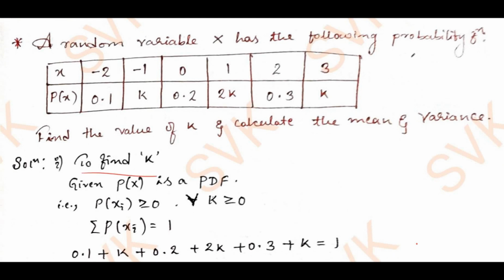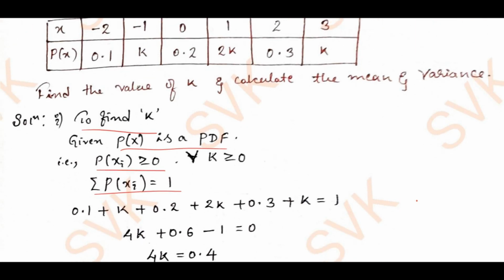So as they have been provided, it is a probability function. X has been following probability function. So p of x is a PDF. So what is the definition of PDF? PDF is nothing but probability of each event xi should be positive for all k greater than or equal to 0, since k needs to be found. That's why k should be positive. Then summation of all the p of xi should be equal to 1. Summation of all the probability of events should be equal to 1.